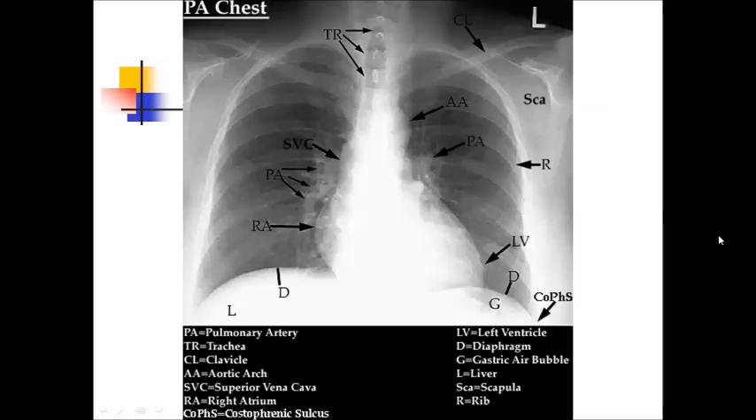Here is a posterior anterior chest X-ray with different structures of the heart and great vessels, which looks very similar to those which we have observed in the part devoted to diagnostics of respiratory diseases.